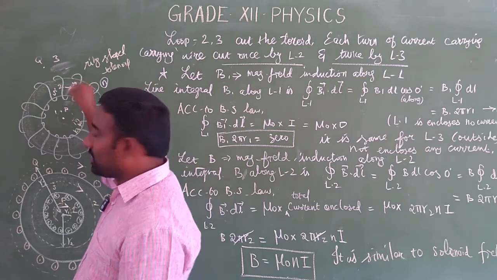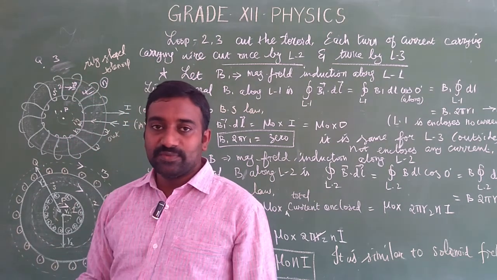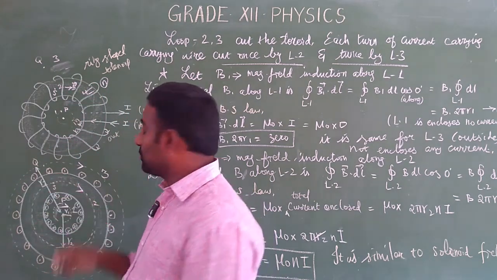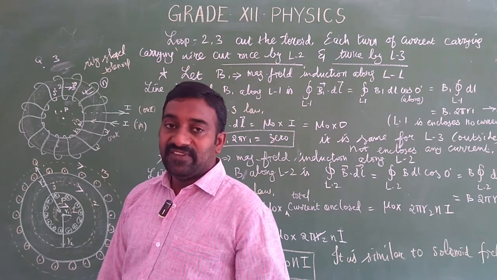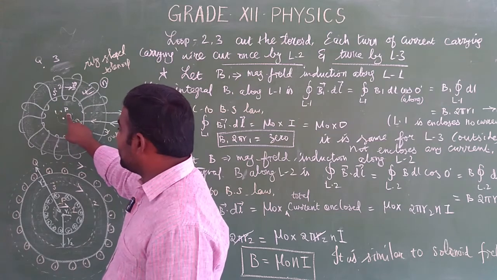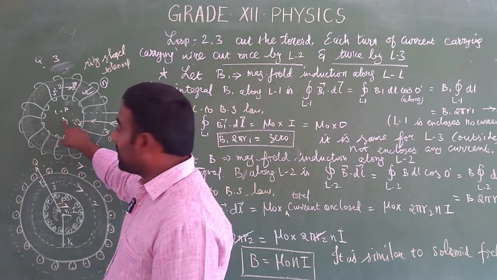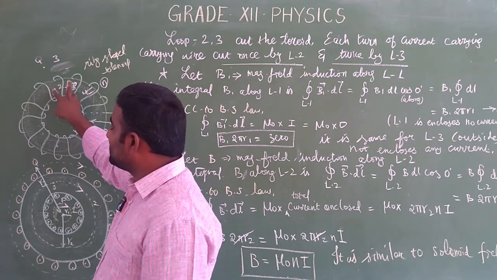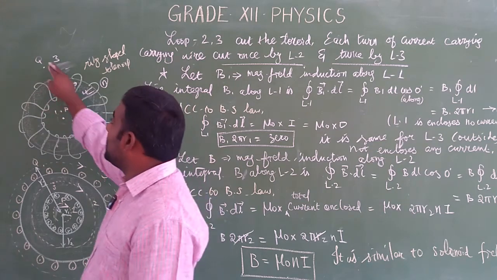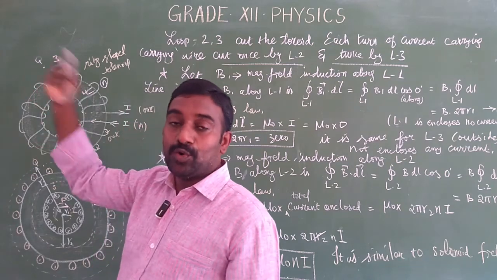They wind it like this. Wound is the past tense of wind. So they wind it around closely like this. Okay, so now we are going to calculate the magnetic field at the 3 points. Let P be the first point, which is at the center of the toroid, S be the second point, which is at the surface of the toroid, and Q be the point which is outside the toroid.